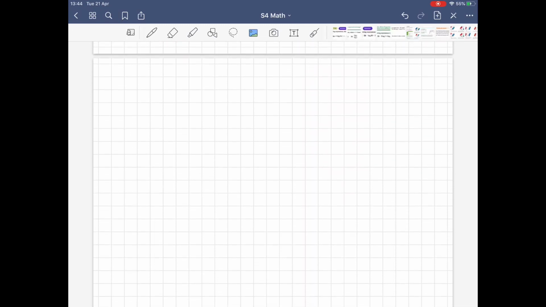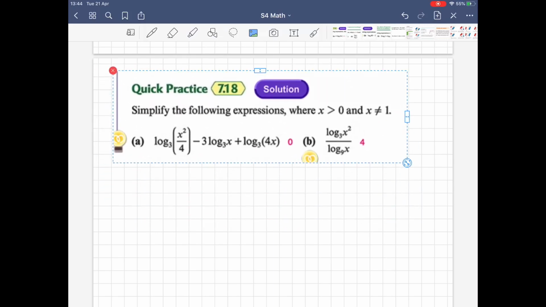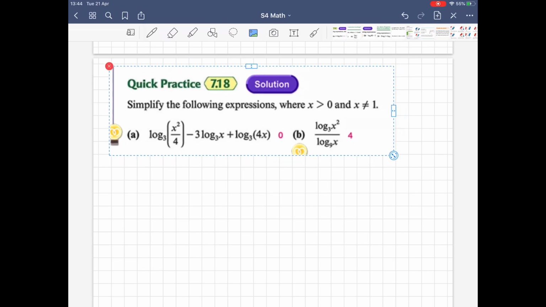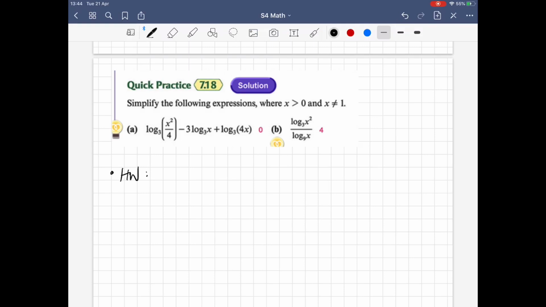Okay, so now please help me to finish the correct practice 7.18. And for today's homework, that is exercise 7D, question 9 to 22, odd number. And for question 9 to 22, even number, they are optional.